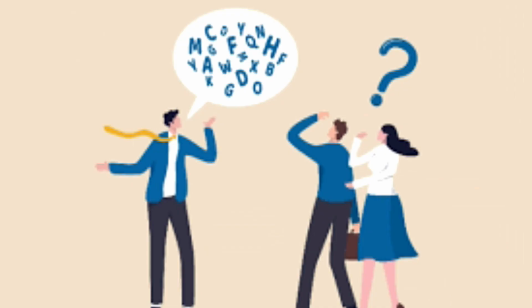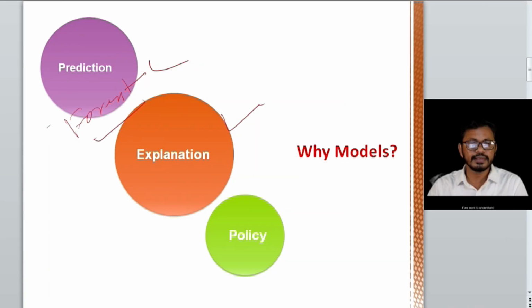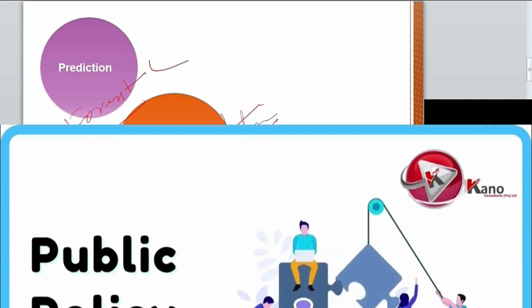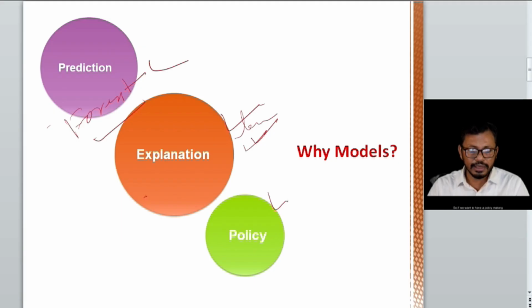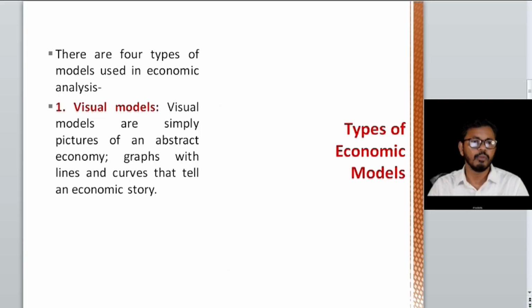And then explanation. If we want to understand the economic behavior of an economic phenomenon or of a particular variable which exists in a real life scenario, which we are trying to convert into model form, then we need to have the models. And then policy implementation. If we want to do policy making or policy implementation, to assess the policy impacts before implementation, we need to have the models. So these are the reasons why we need to have the economic models.